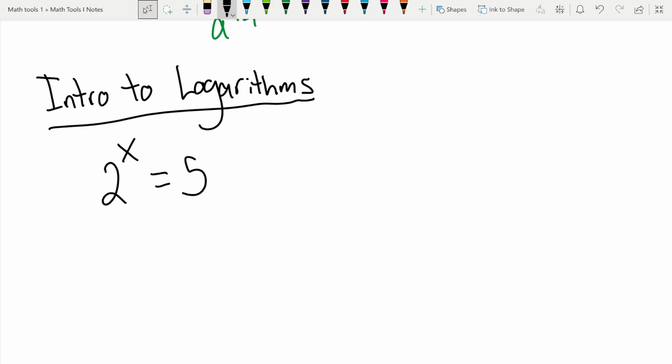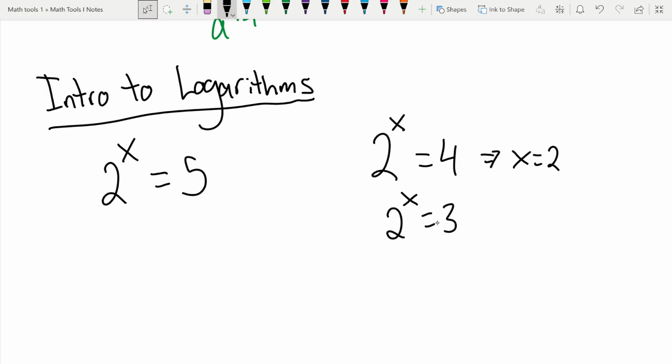If we think about this kind of equation, how might we go about solving it? Well, there's not really a good way to do it, right? We're trying to think of 2 to what number is equal to 5. If this were a whole number, maybe we could guess it. Like if we have 2 to the x equals 4, then we could guess that x is equal to 2, right? Or 2 to the x equals 32. Maybe a little bit less well known, but we can still figure out that x is equal to 5 just by testing the powers of 2.